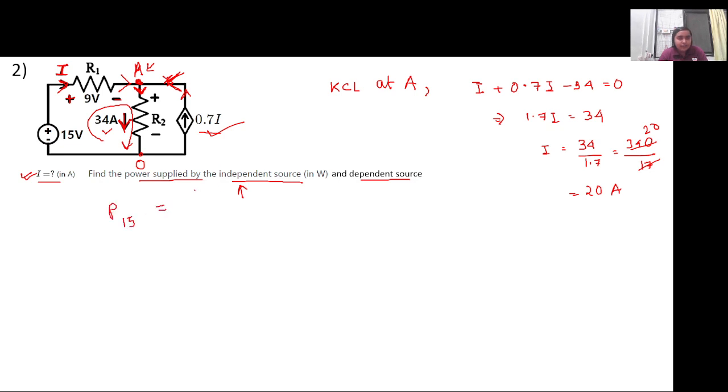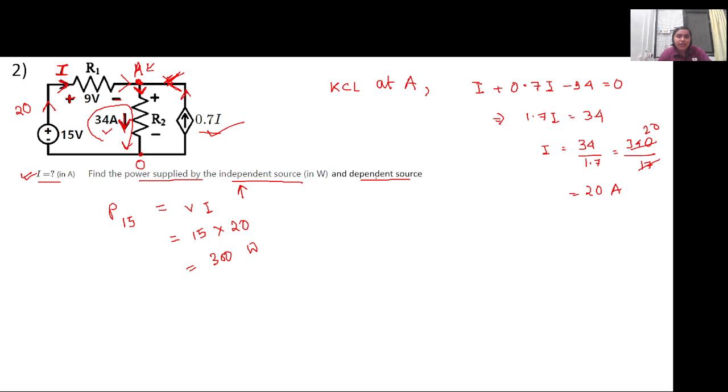So to calculate the power supplied, why supplied? Because the current we have obtained is 20 ampere, which is positive. So 20 ampere current is flowing out of the voltage source, which means coming out of the positive terminal. So it is supplying the power. So the power of the 15 volt source would be V into I, right? So the voltage is given as 15 volt. The current we have calculated to be 20 ampere. So it is 300 watts.